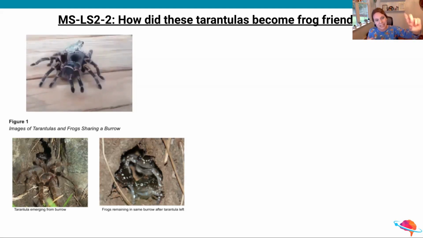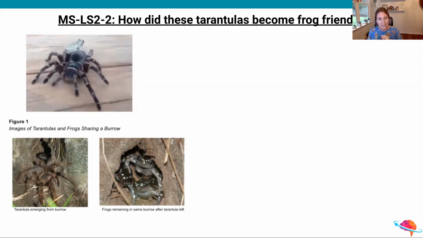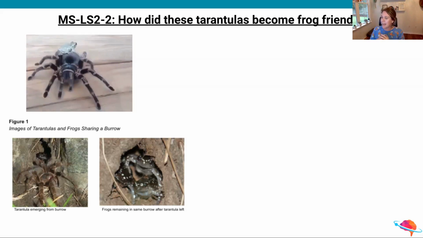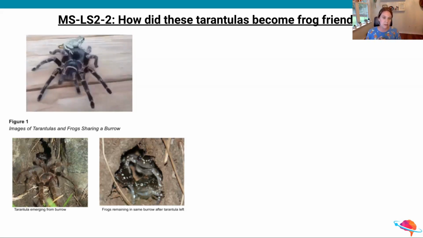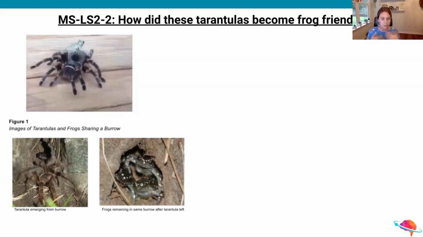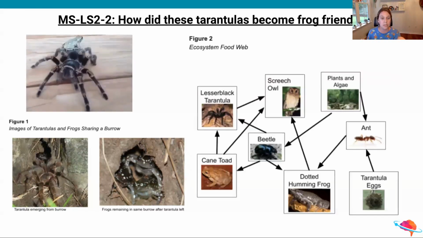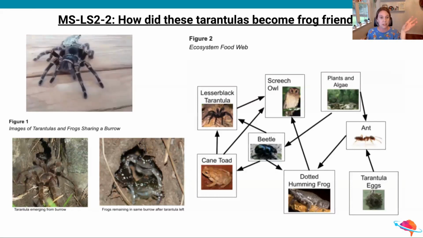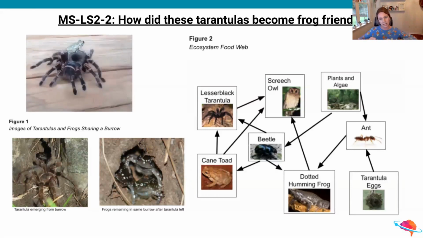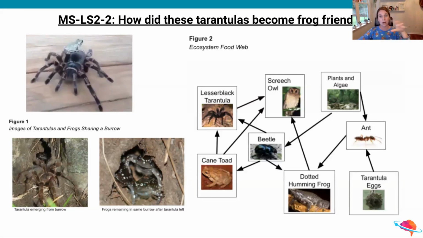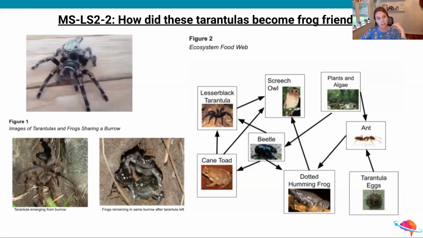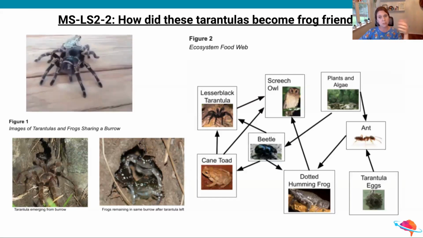Look at them, just like being buds there in that GIF, doing a little piggyback ride. And we give some really interesting figures and information to really explain this relationship between these two species. So in figure 1, you'll see that when the tarantula leaves its burrow, the dotted humming frogs make like a cheerleading formation, blocking the burrow, which has tarantula eggs inside.